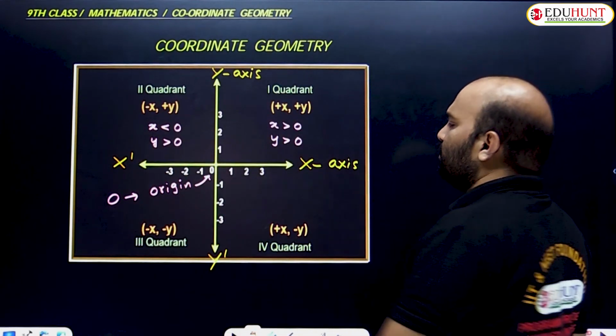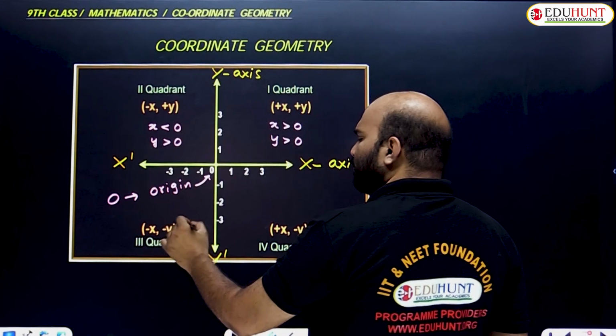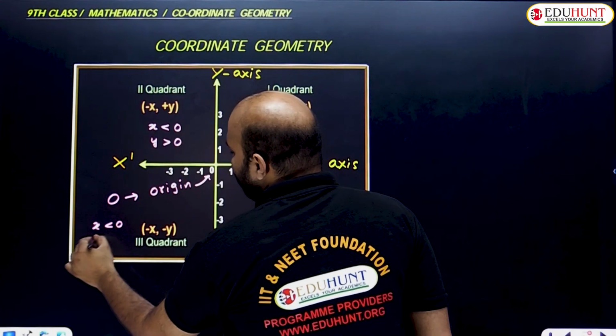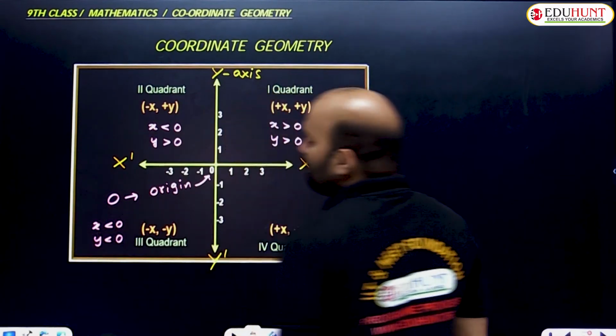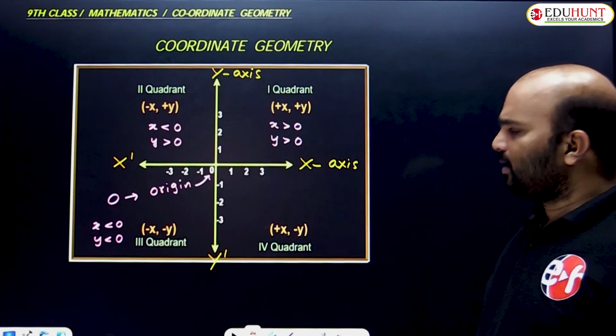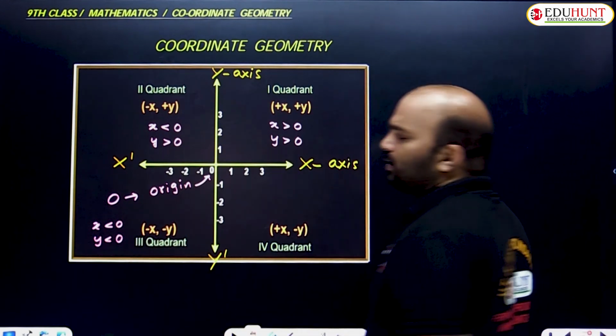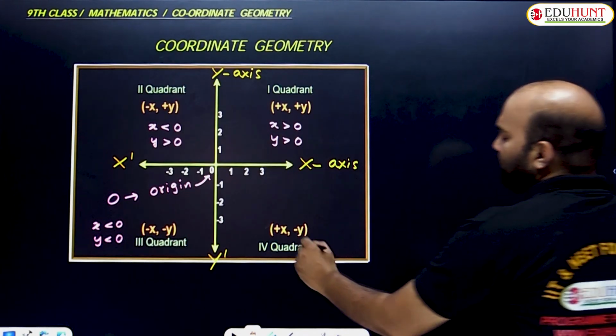Am I clear? So in the third quadrant, x is negative and y is also negative, nothing but x less than 0, y less than 0. So all negative values for x and all negative values for y lie in the third quadrant. Am I clear? So let's go to the fourth quadrant.